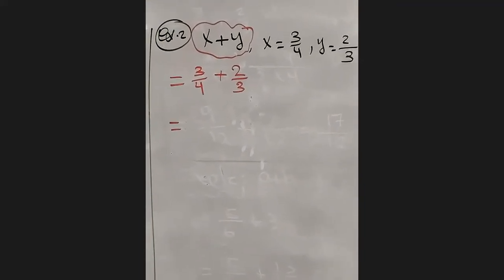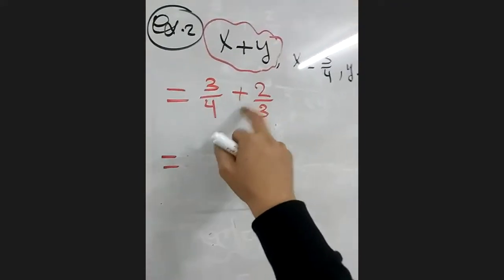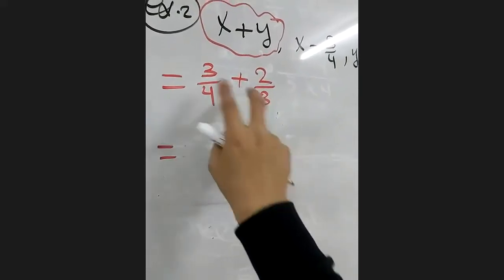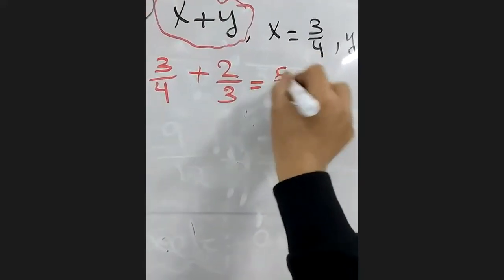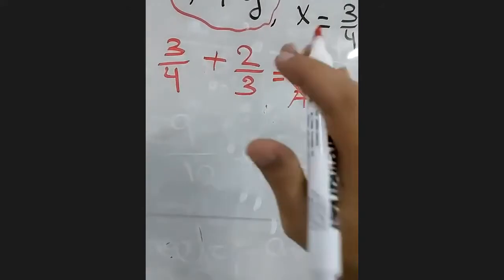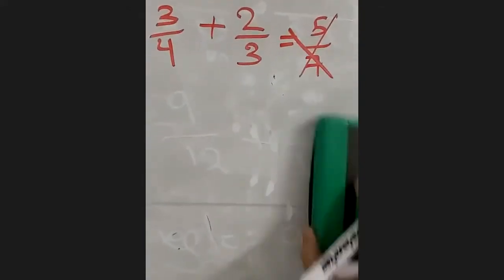To do addition of fractions, guys, the denominators down should be equal. We cannot add like this. Don't do 3 plus 2 is 5, 4 plus 3 is 7. Don't do that. Okay? Down we don't add.